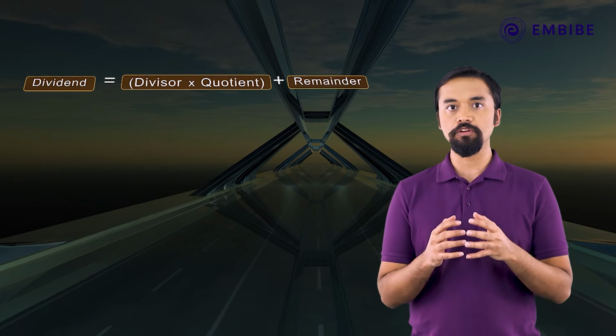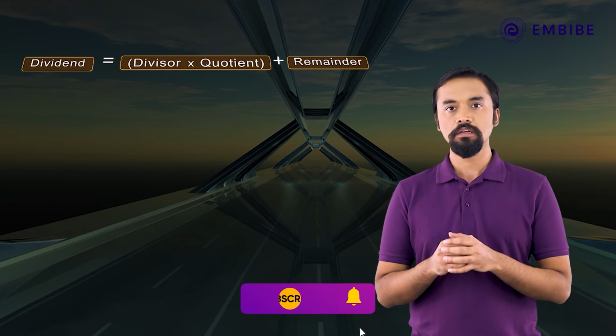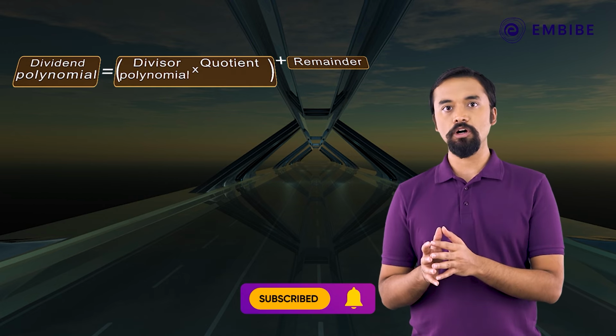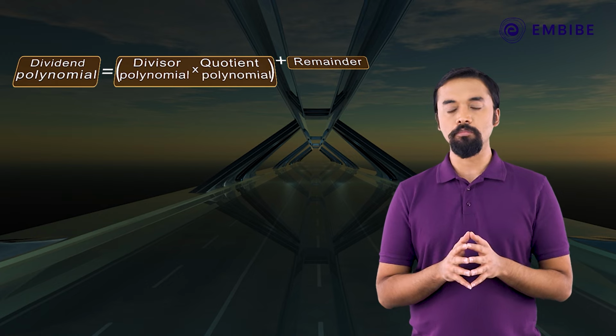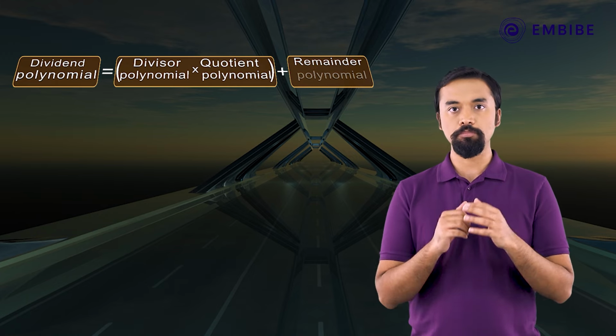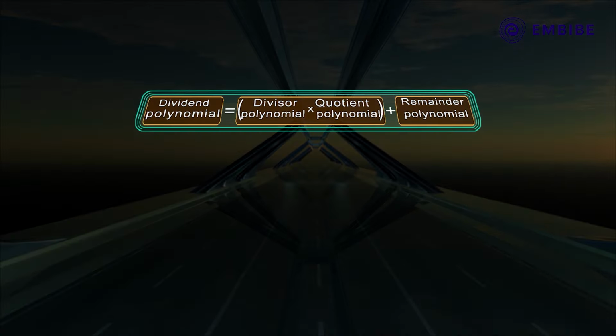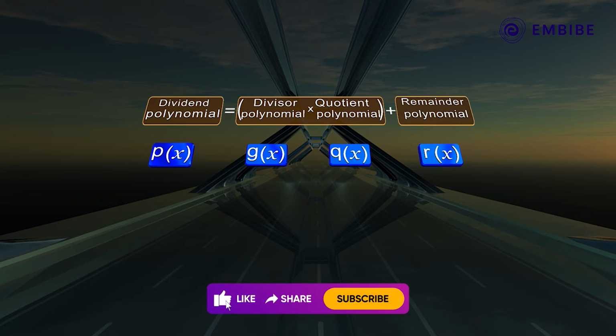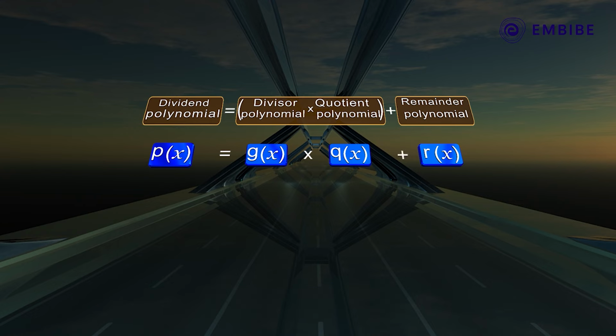As per the method of division of polynomials, dividend polynomial is equal to divisor polynomial into quotient polynomial plus remainder polynomial. If we denote the dividend polynomial by p of x, divisor by g of x, quotient by q of x, and remainder polynomial by r of x, then p of x is equal to g of x into q of x plus r of x.